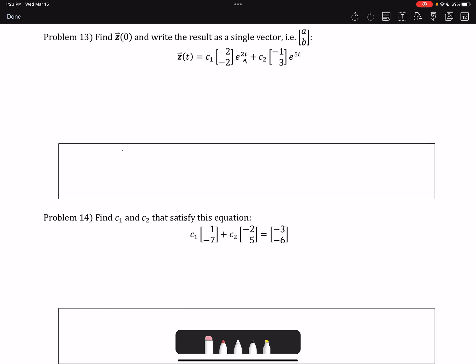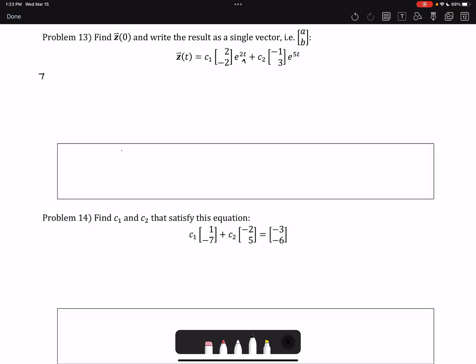And they're saying plug in a value of t equals 0. So if I plug in a value of t equals 0, I get c1, then times this vector 2, minus 2, times e to the 0, plus c2 times the vector negative 1, 3. Okay, let me actually write that a little bit neater. Times 3. And then e to the 0 again.